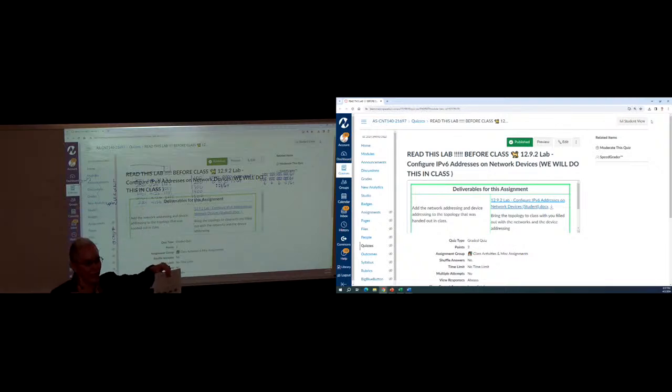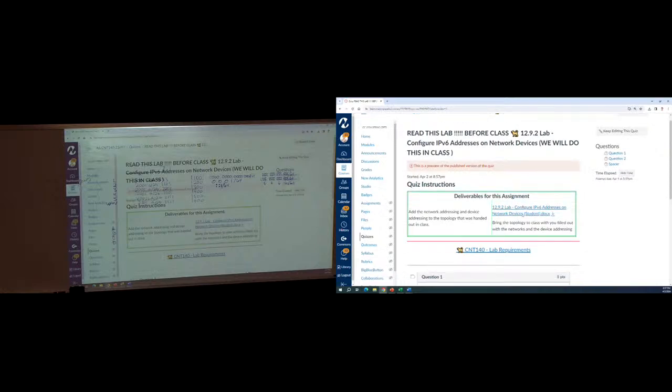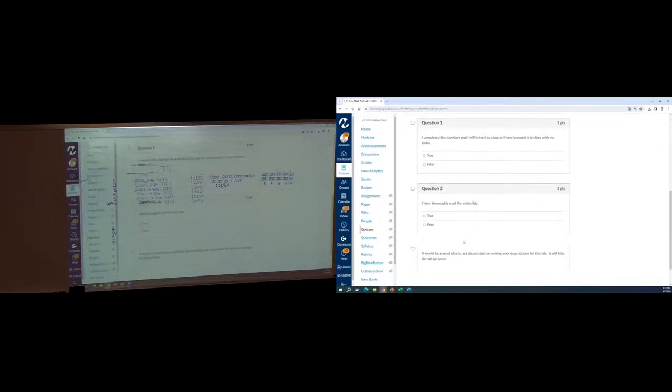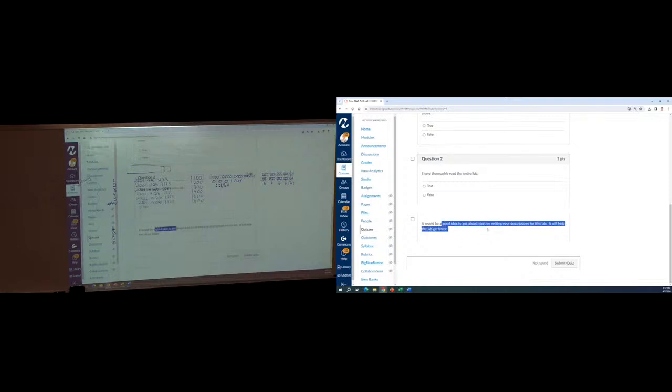This is 1292's topology. Bring this with you. And the same thing here, there are some questions in here. Did you read the lab? Did you finish filling out the topology? And it's suggesting you might want to work on your descriptions so that you already have those ready and you can just copy and paste them into the lab, okay? Any questions on those two things? All right.